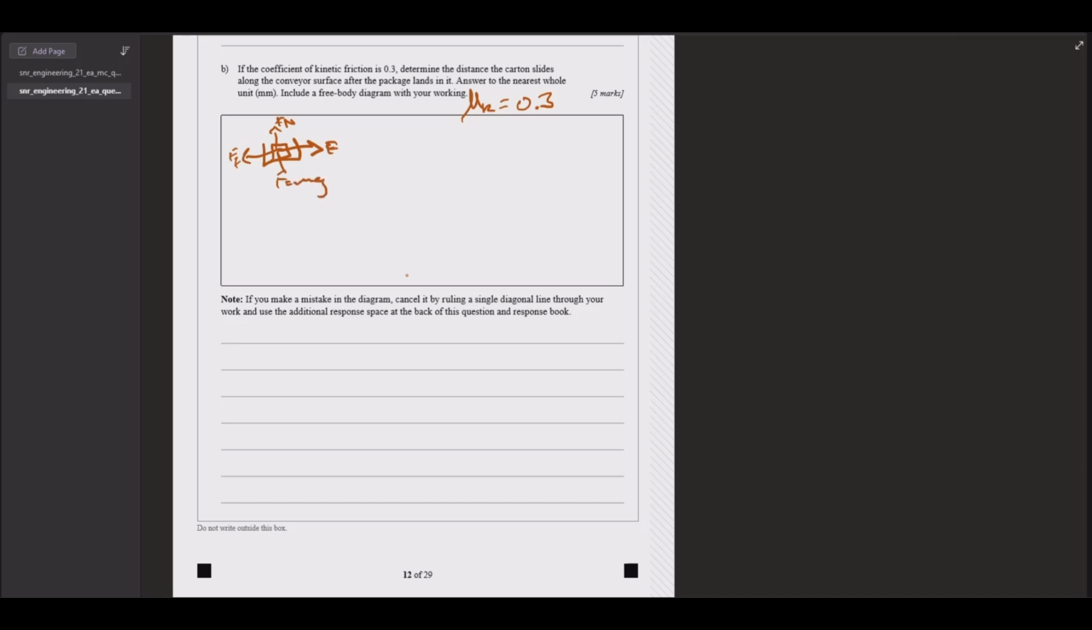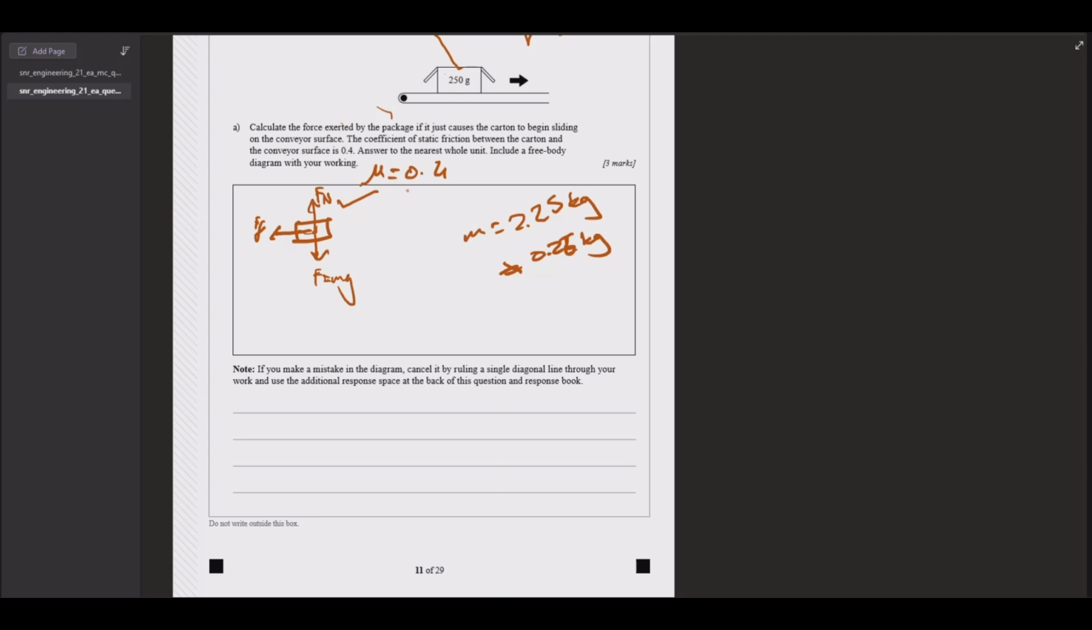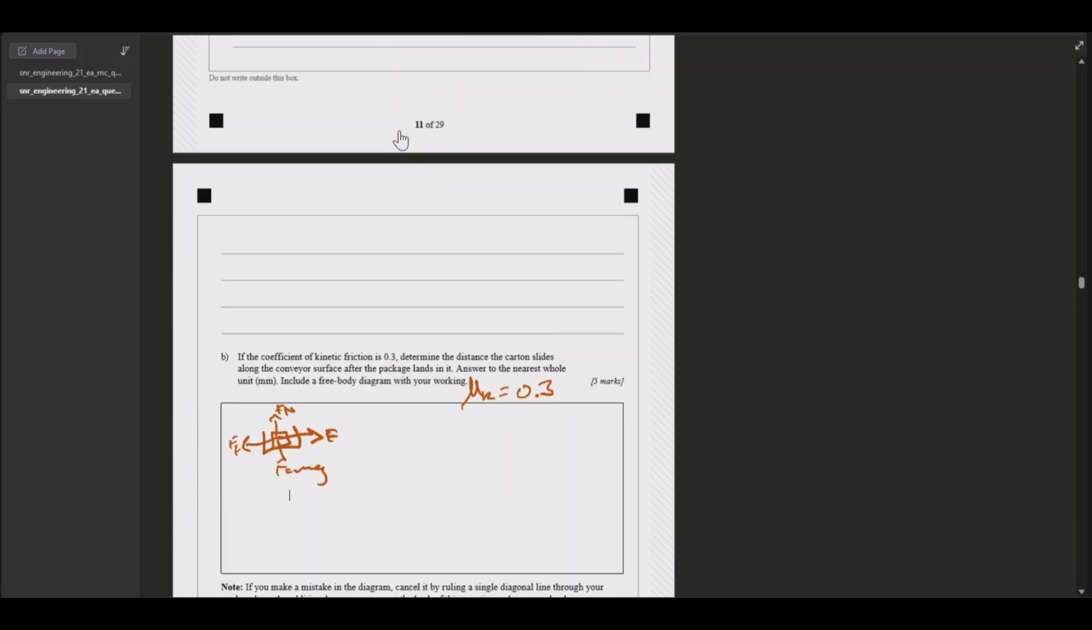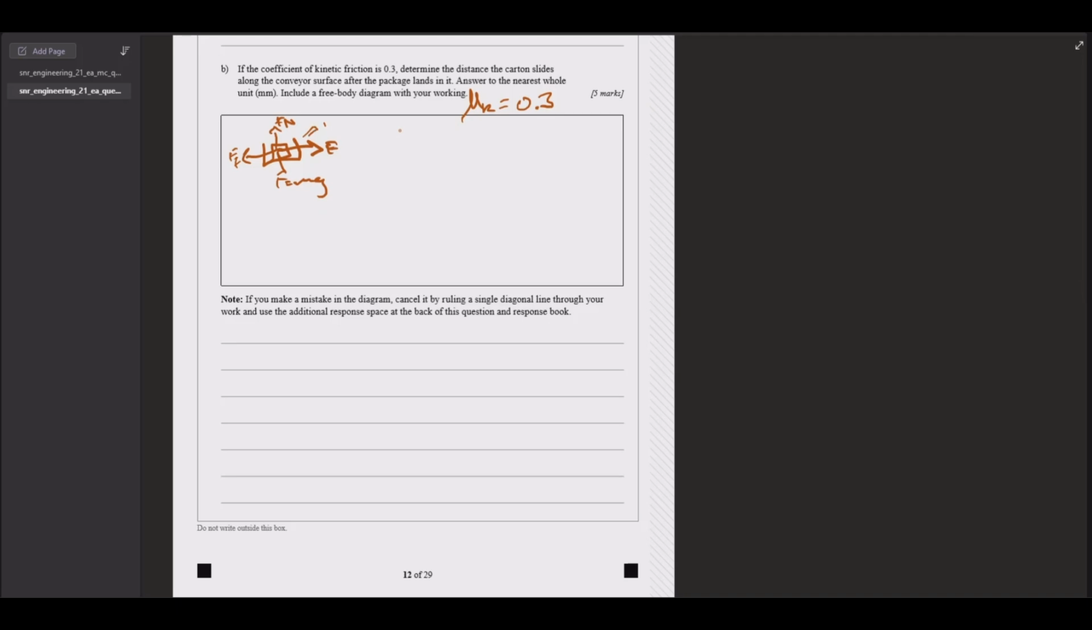Draw the free body diagram. Maybe we start with SUVAT. No, we need acceleration for that, so we can't do that. I was looking at the wrong diagram. This one. Can't start with... That force is wrong.